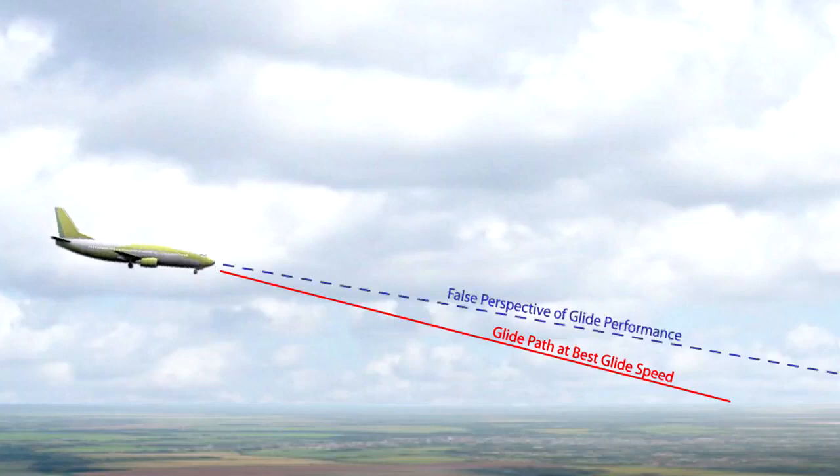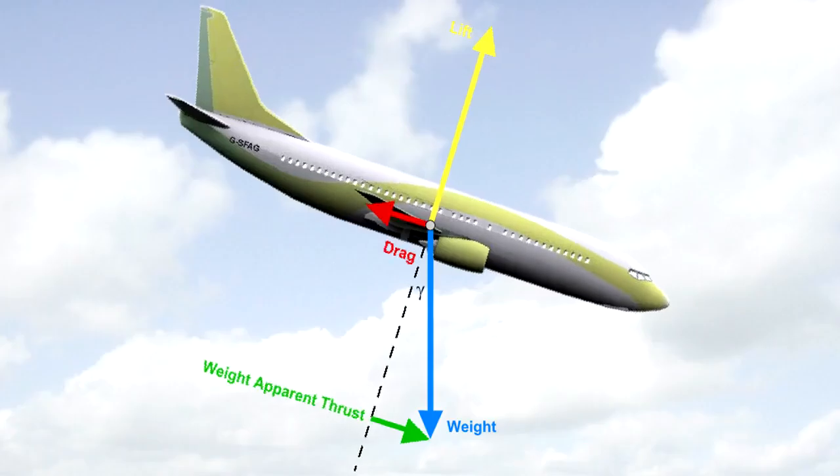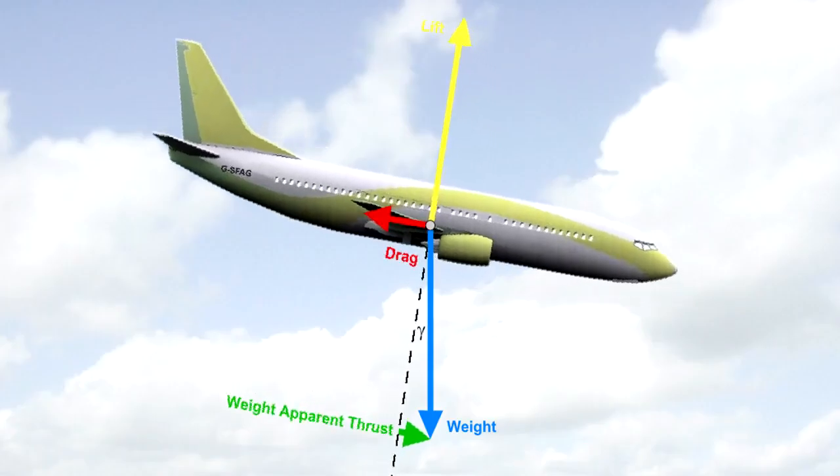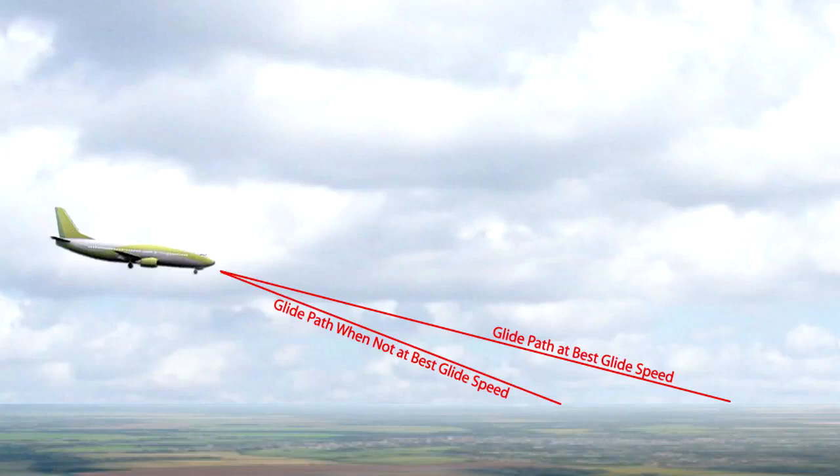The temptation is to raise the nose a little. This gives an impression from the cockpit that the glide is being extended. Looking at the diagram, if the nose were raised, the weight apparent thrust would decrease and the aeroplane would slow down. As a result, the aeroplane would not be flying at VMD and therefore not have the best lift-drag ratio. The result would be a steeper descent angle despite the fact that the aeroplane had a slightly higher nose attitude.